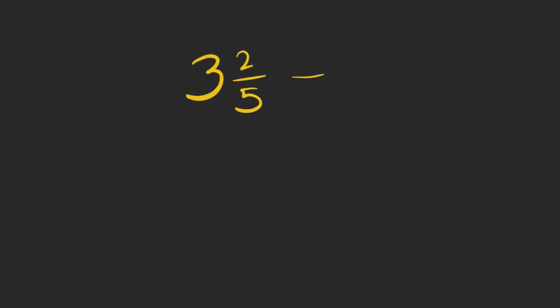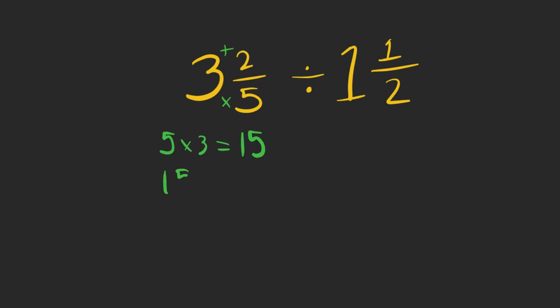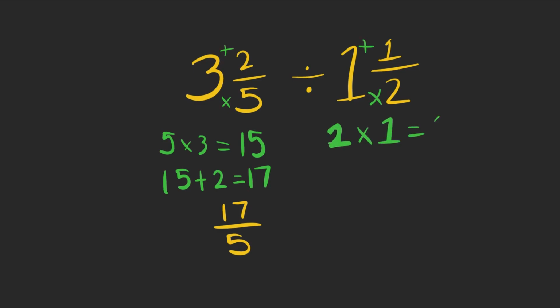Let's do 3 2/5 divided by 1 1/2. Remember, step 1, let's convert both numbers from mixed numbers to improper fractions. 3 times 5 is 15. 15 plus 2 is 17. So 3 2/5 equals 17/5. Next, 1 times 2 equals 2. 2 plus 1 equals 3. So 1 1/2 equals 3/2. Now let's rewrite it all.